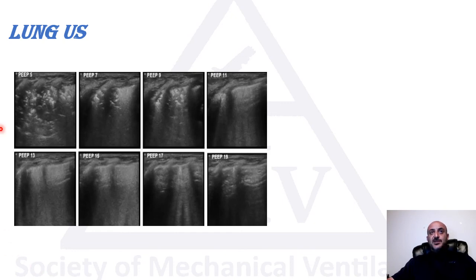For that example, this is a rabbit lung with ARDS and a PEEP of 5, and you can see consolidations. The PEEP is being increased here, 7, 9, you still can see the consolidations. And at around 11 here, you can start seeing some A lines and B lines, the comet tails, as you can see here, B lines, some A lines, which means that the lung is opening. So probably the PEEP of 11 or 13 in that case might be the optimal.